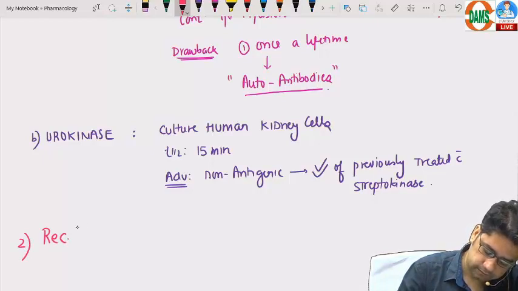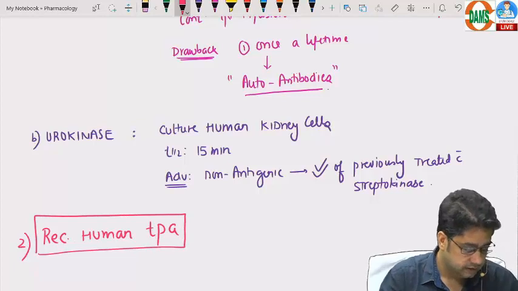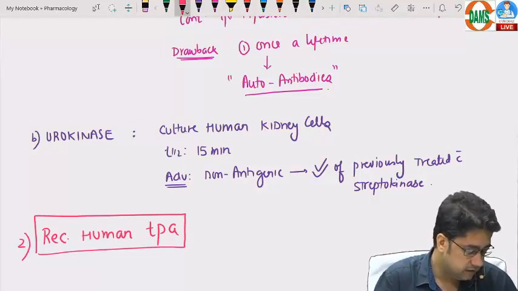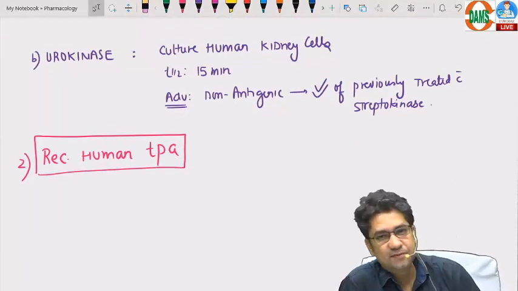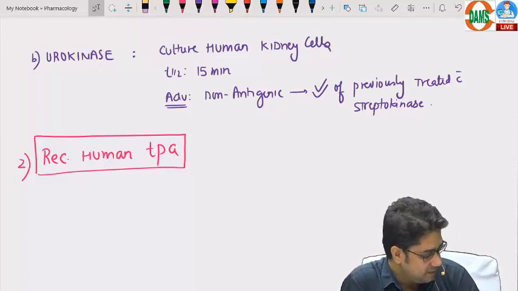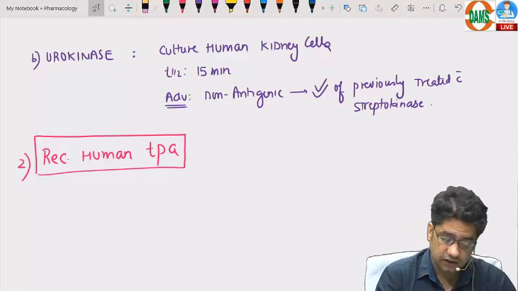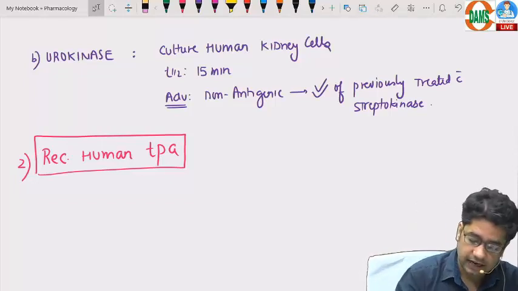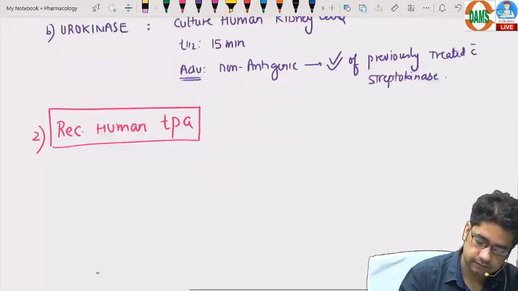Now we have made recombinant human TPA. The second class of drug we have made is, beta, why you will give in post streptococcal infection? Why would you like to give streptokinase in post streptococcal infection? Tell me the reason, Vishalji. No, it is why it should be given. Okay, recombinant human TPA. And these drugs will end with the word tiplase.